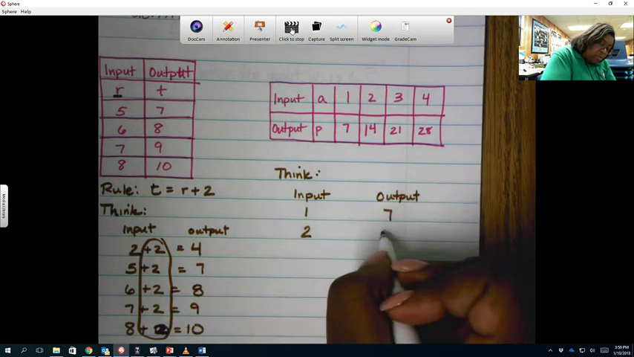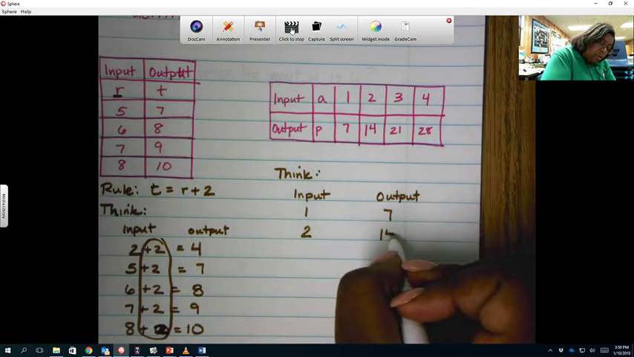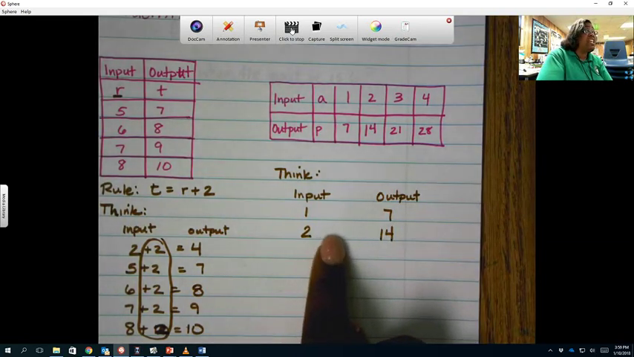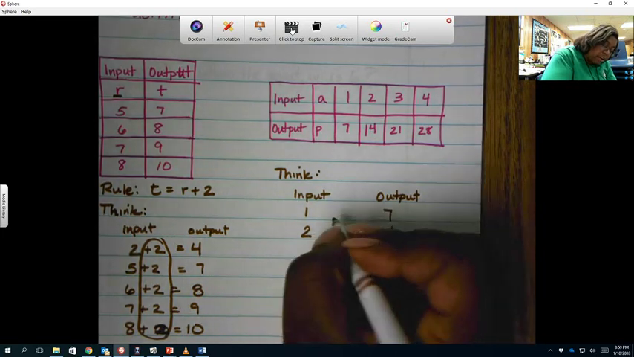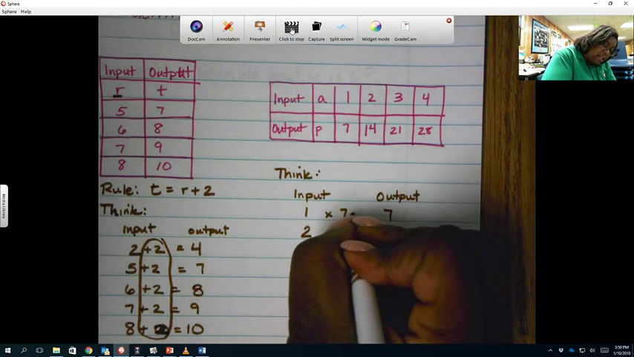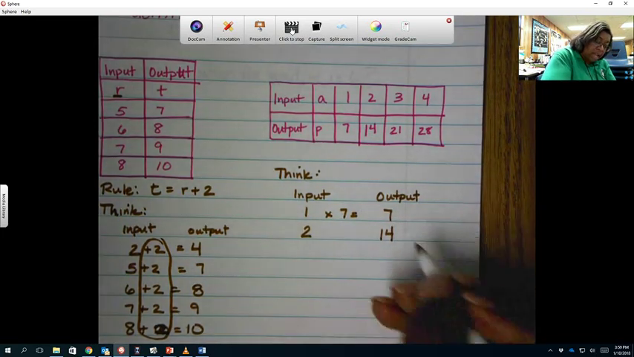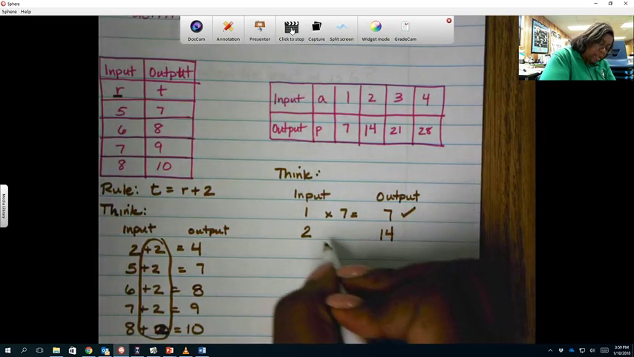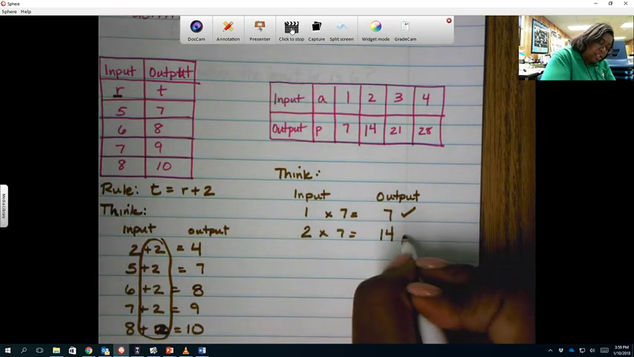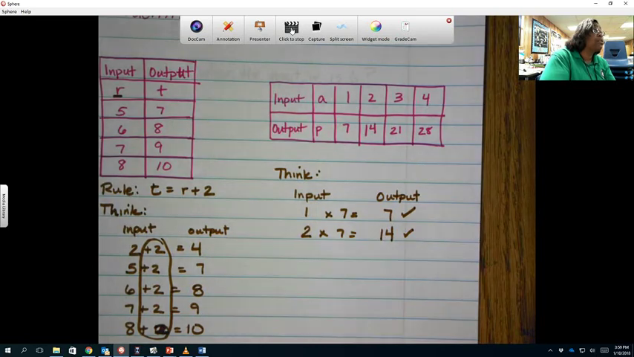2, 14. A plus 6 wouldn't work there, but a times 7 would, and it would also work here. So let's do 1 times 7 equals 7. That works. 2 times 7 equals 14. That works.